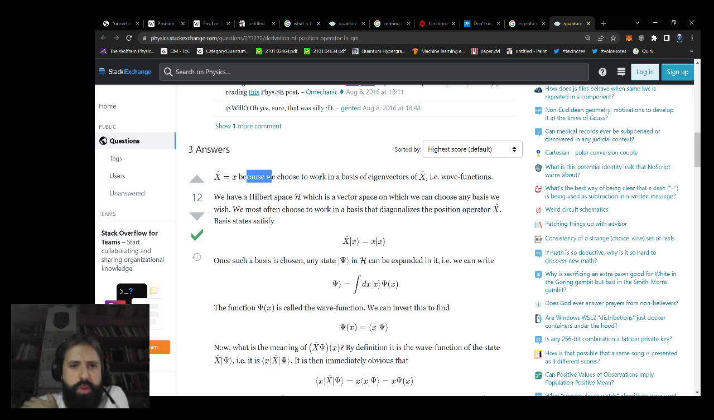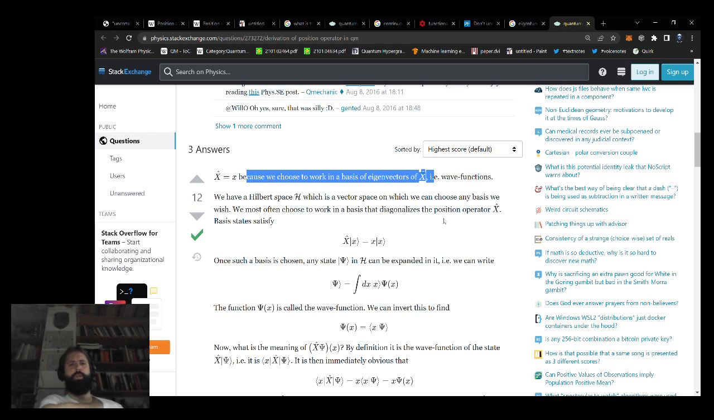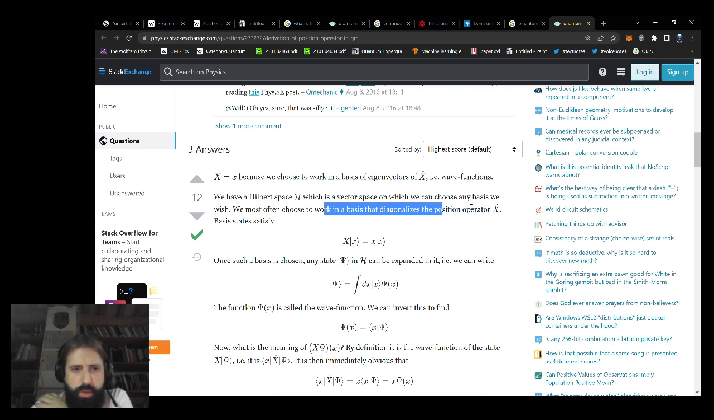Because we choose to work in the basis of eigenvectors of x, wave functions. We have a Hilbert space, which is a vector space in which we can choose any basis we wish. We mustn't choose to work in a basis that diagonalizes the position operator. Why? Once it is chosen in a state.